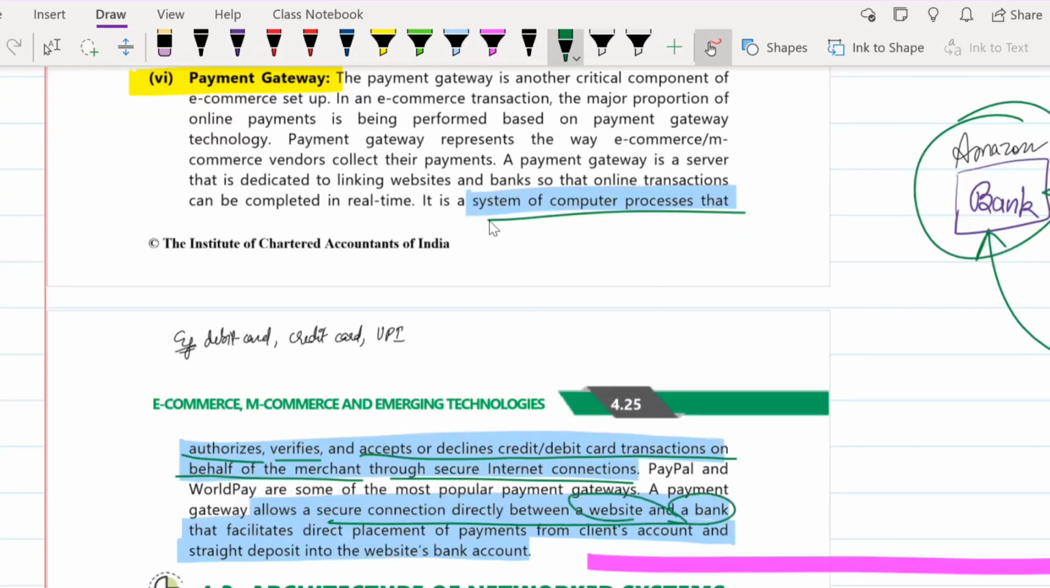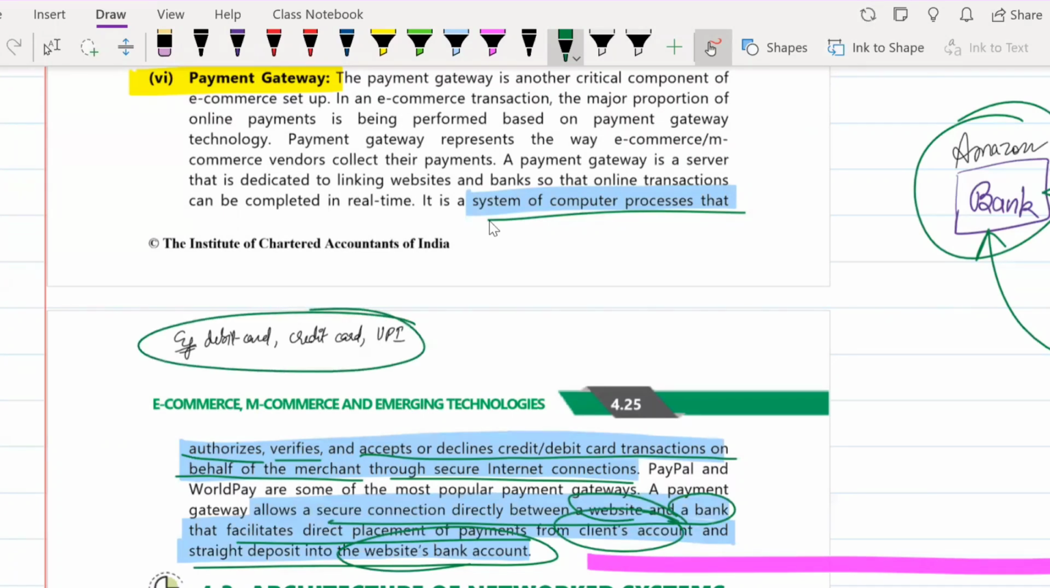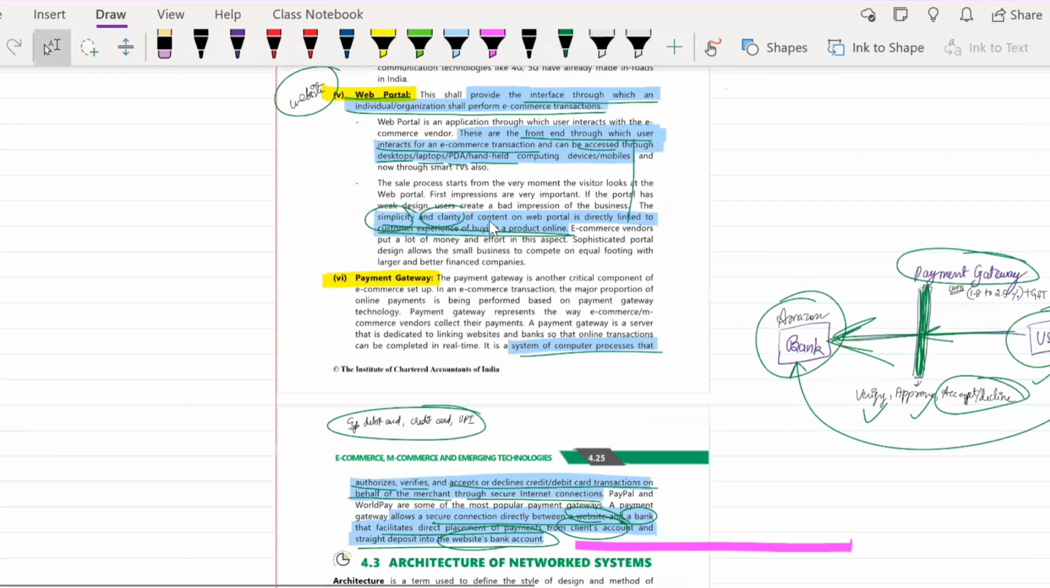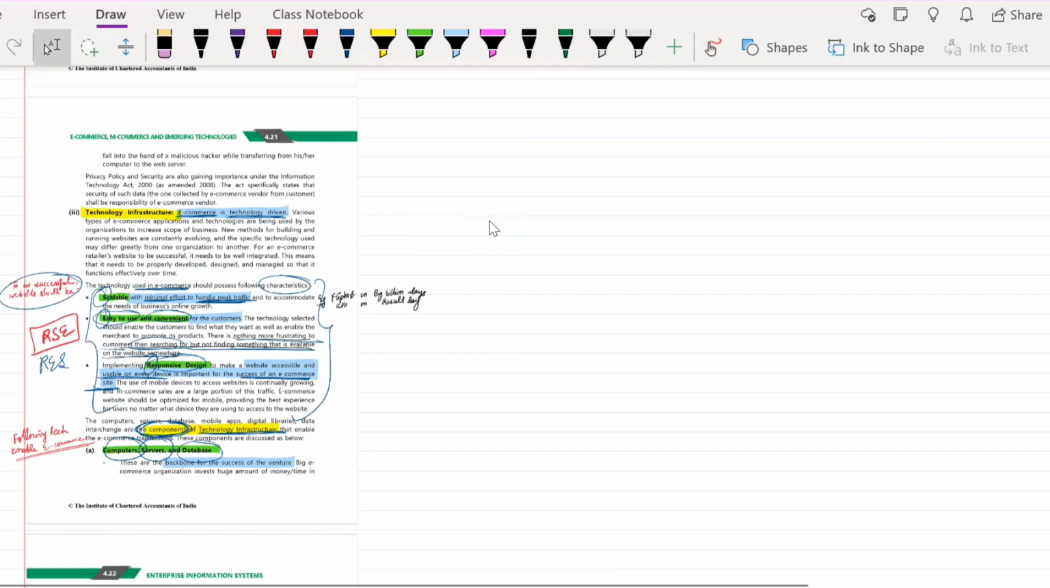So this facilitates direct placement of payments from the client's account. So from our account, it directly goes and deposits into the website's bank account. Okay, so this is what a payment gateway does. Examples of methods of payment would be debit card, credit card, and UPI. Payment gateway example would be CC Avenue. There is one more, if I'm not wrong, Razor Pay. These are all your payment gateways. So these are all of your components of e-commerce.